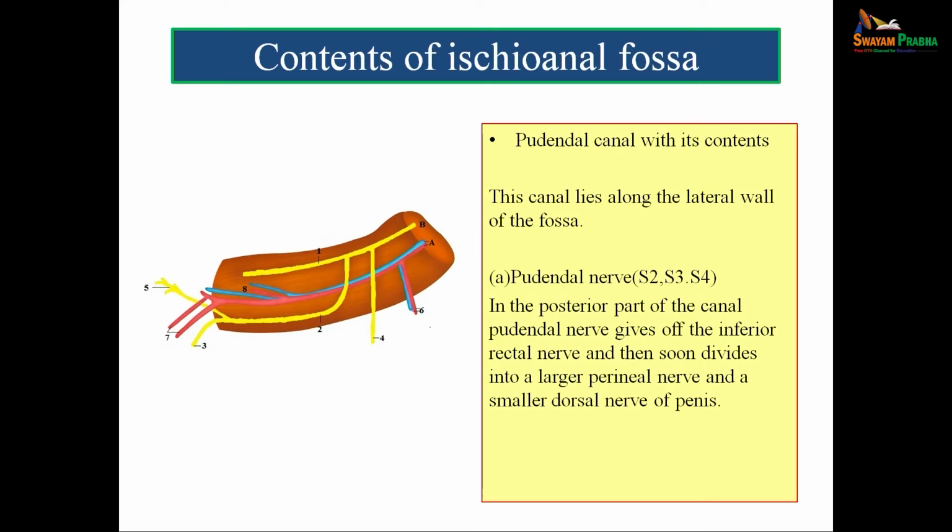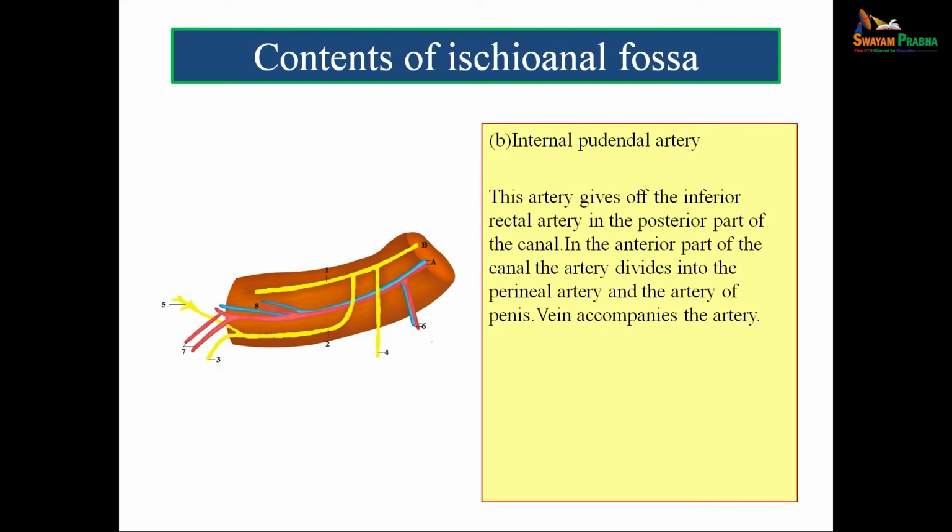Further, as B goes out, it gives 4, then a part which goes down, that is 2 in the figure. The part which is going down is the perineal nerve, while the part which is lying up is the dorsal nerve of the penis. So this pudendal nerve is traversing through the pudendal canal. Then we have the internal pudendal artery. This also gives the inferior rectal artery in the posterior part of the canal, marked by 6. In the anterior part of the canal, the artery divides into perineal artery and an artery of penis. The veins accompany the arteries.